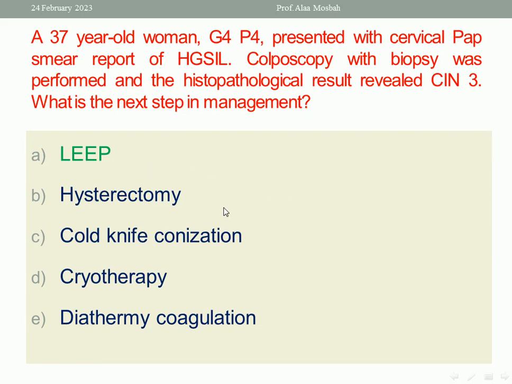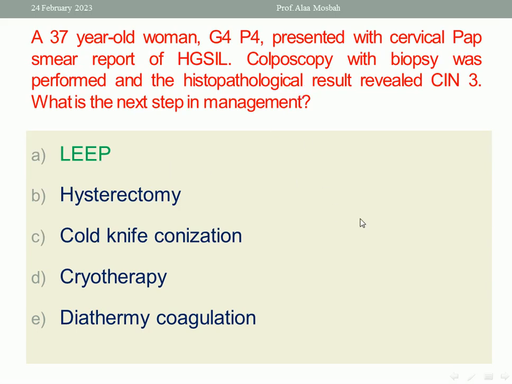Why didn't I choose cold knife conization? Cold knife conization needs an operative theater and anesthesia, and it is a bloody operation. So LEEP's advantage is that there is no blood loss and it can be done easily under local anesthesia. Okay, so LEEP is the most suitable. Cryotherapy and diathermic coagulation may not be enough, because in LEEP we excise the whole transformation zone. Okay, so LEEP is the best treatment in such a case.